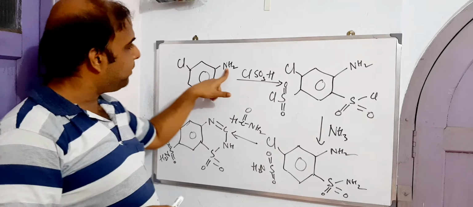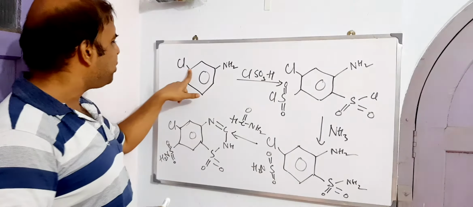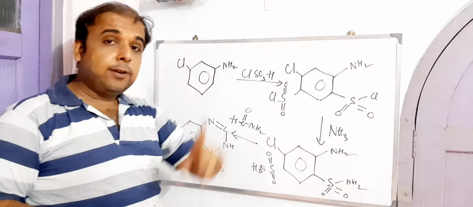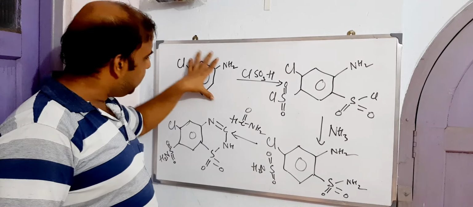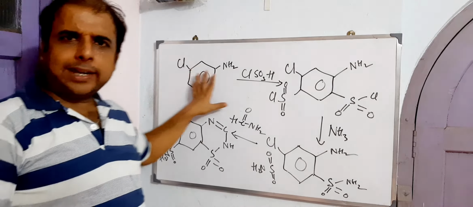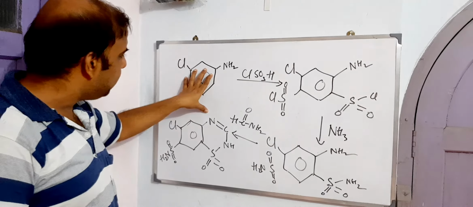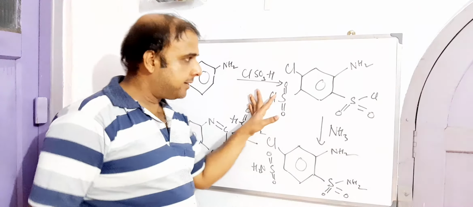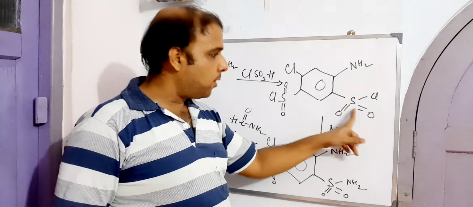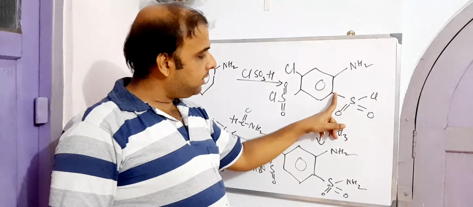Chlorothiazide, 6-chloro, and we have an amino here. Basically this is 2-chloro. I am talking about the 6-chloro of chlorothiazide. If we just consider only this particular compound, this is basically 3-chloroaniline. We have reacted the 3-chloroaniline with chlorosulfonic acid, and we got the disulfonyl chloride.